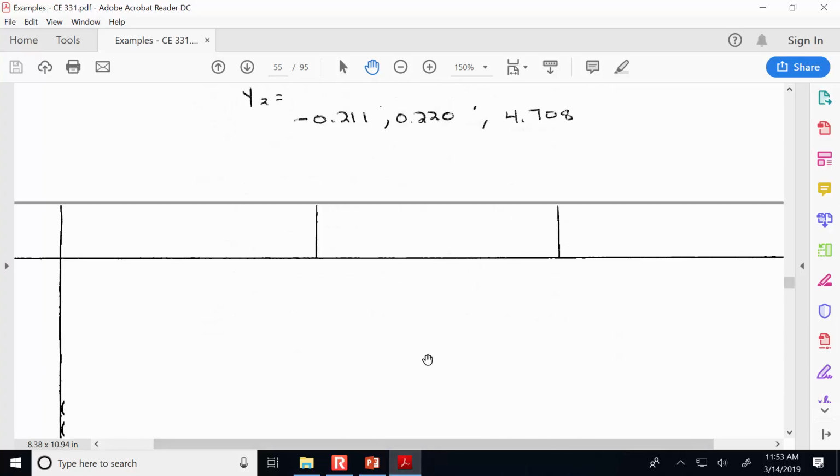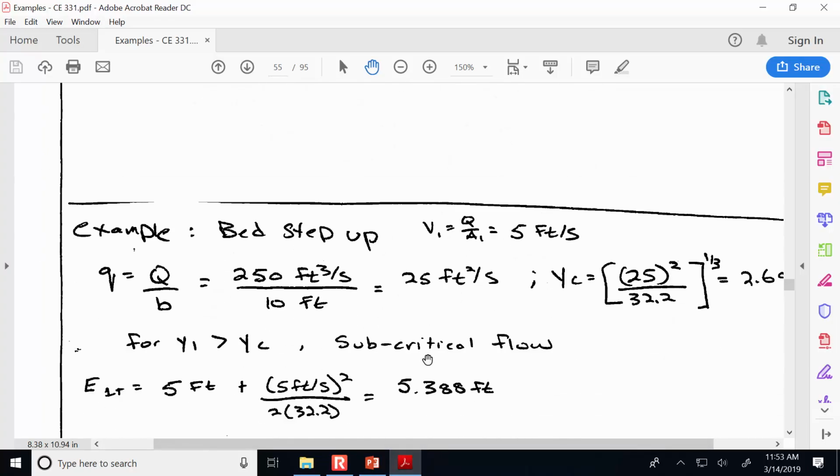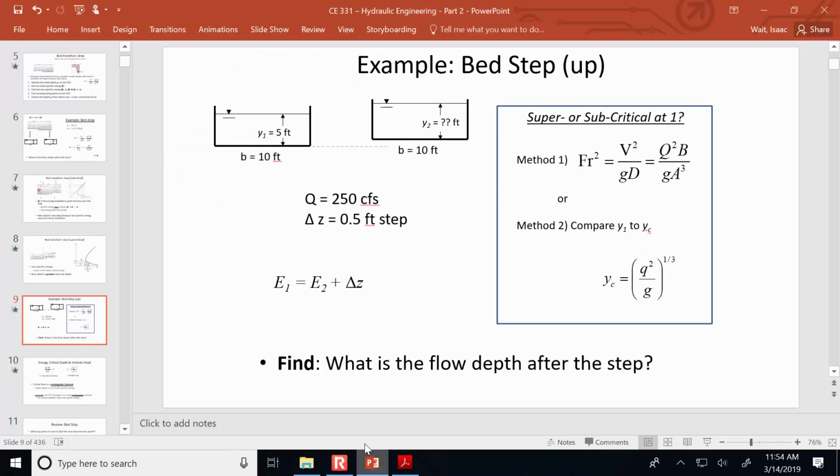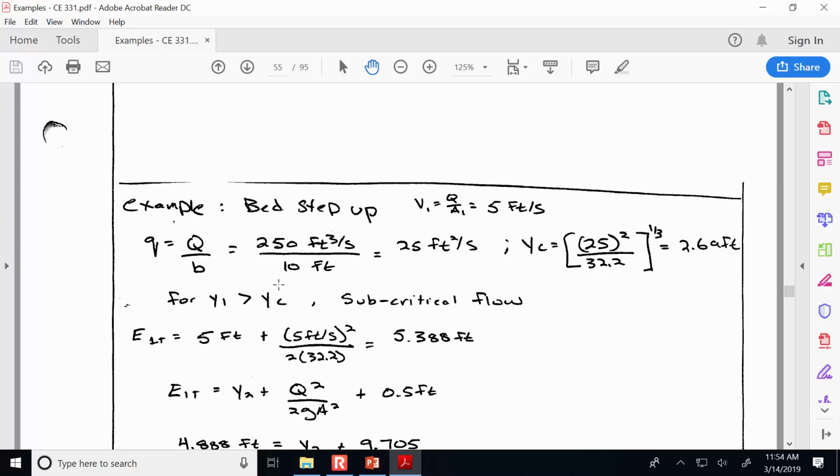If we look at it according to critical depth versus the observed depth, the critical depth is 2.69 feet. The problem says that at location 1 the observed depth is 5. Since the observed depth is greater than the critical depth, that's another confirmation that you've got subcritical flow. So you don't necessarily have to always do both of these, the Froude number and a depth comparison. Either one is sufficient for classifying the flow regime upstream.